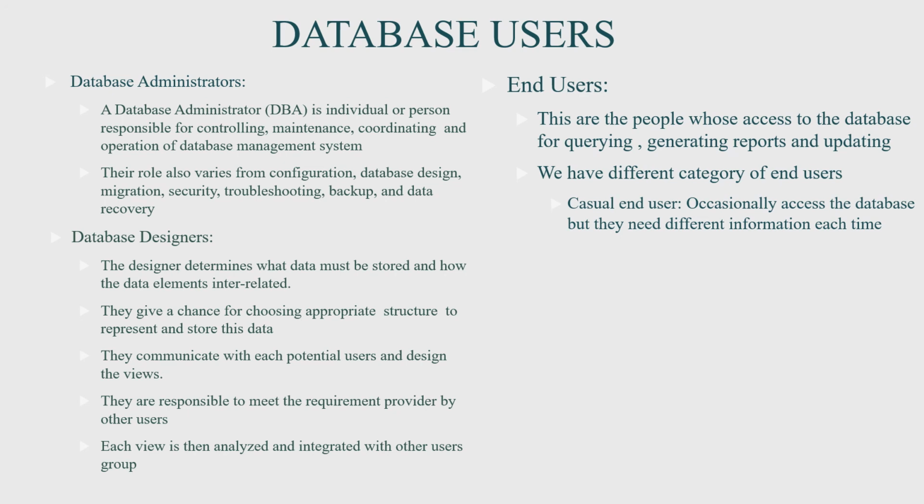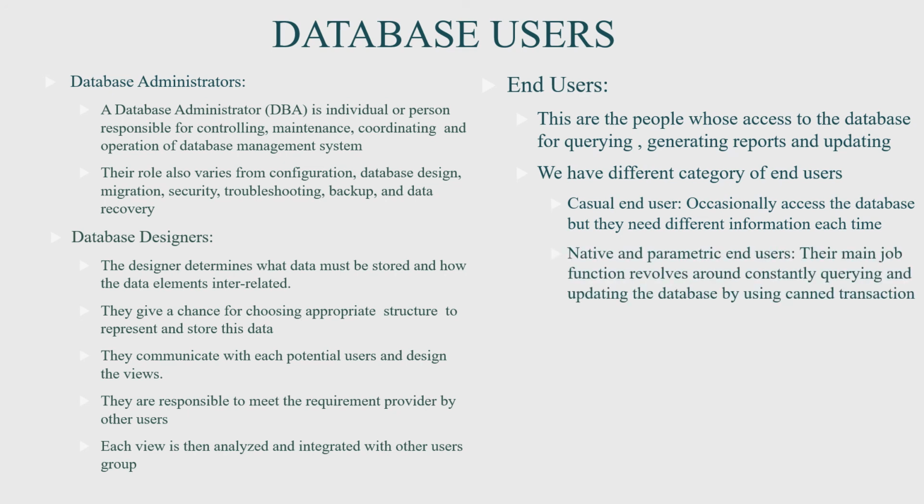The first one is the casual end user, who occasionally comes to your database and checks whatever is required. Like when we don't know something, we Google it, understand the concept, and then come back again. The same concept applies to the casual end user. He occasionally accesses the database, but does not need different information each time.